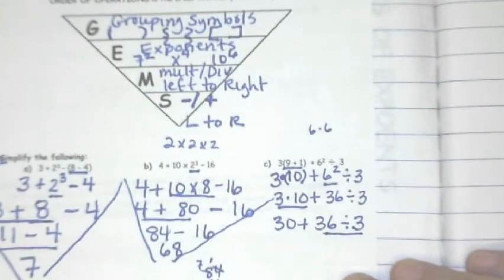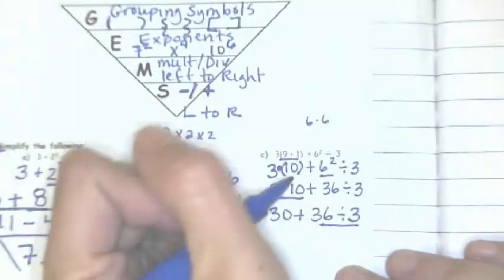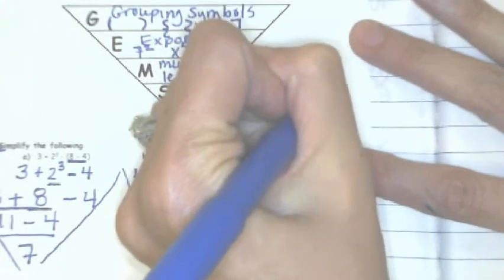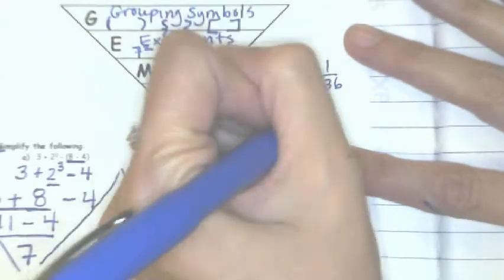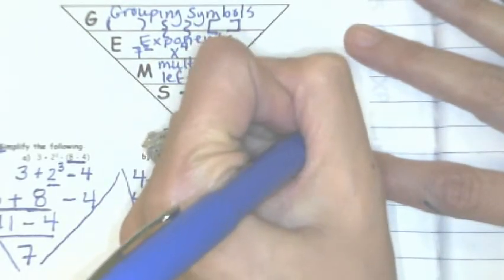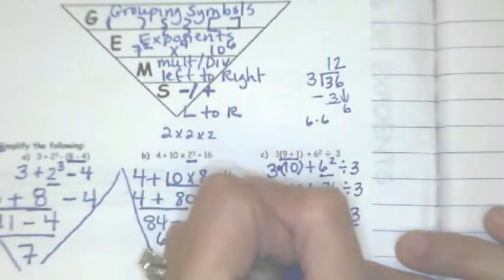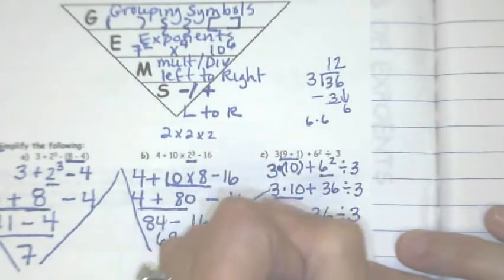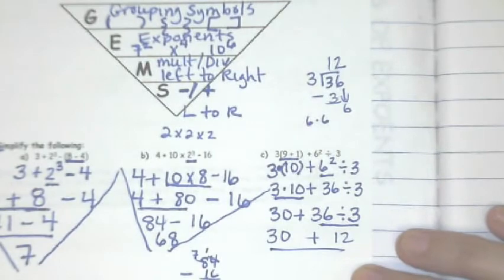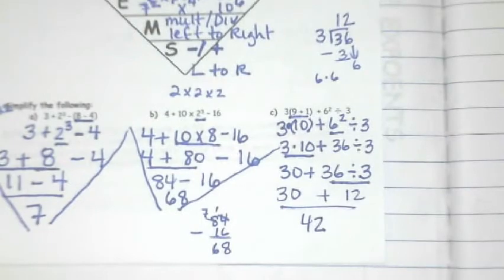Then I do 36 divided by 3. If you don't know what 36 divided by 3 is off the top of your head, then write it out. Well, 3 into 3 goes once. And then 3 into 6 goes 2. So 36 divided by 3 is 12. And then I'm going to do 30 plus 12. Well, 30 plus 12 is 42. Again, you're making kind of like a V.